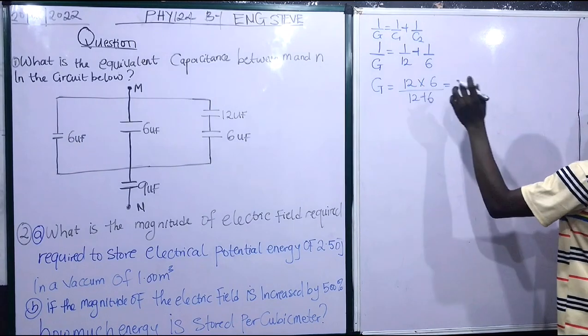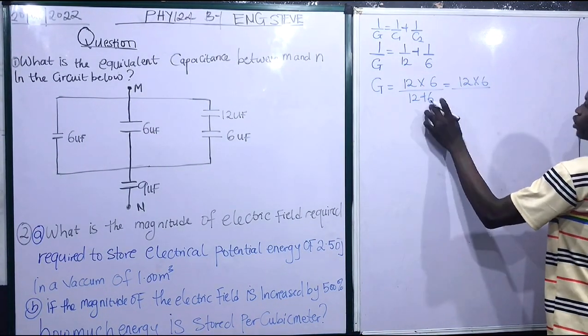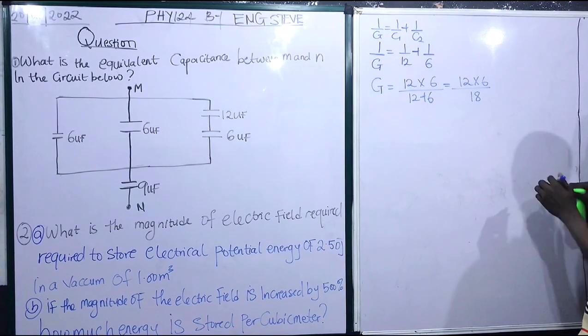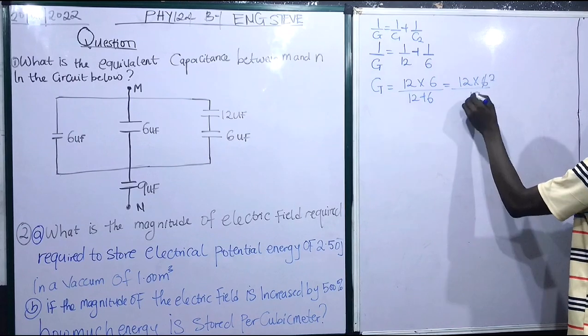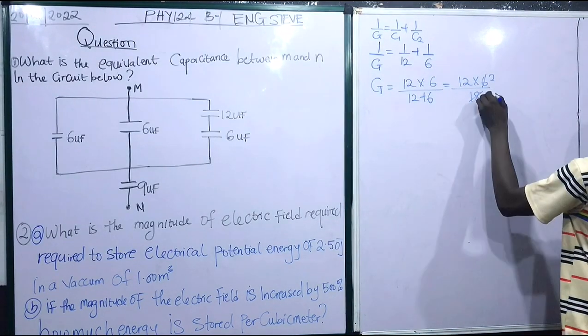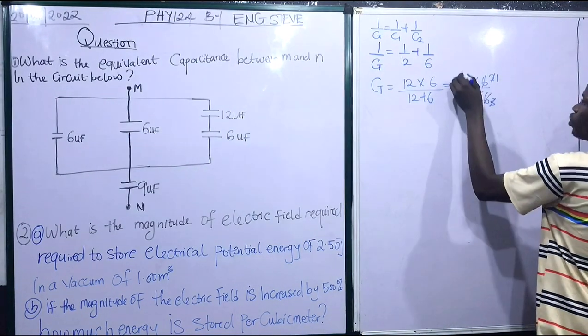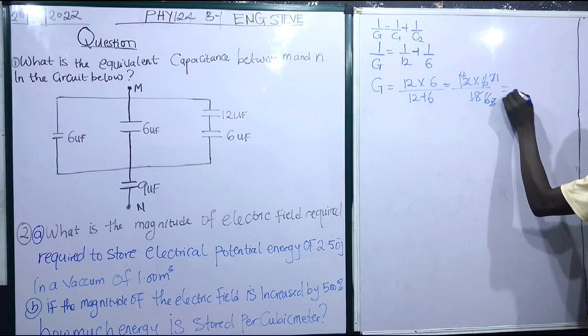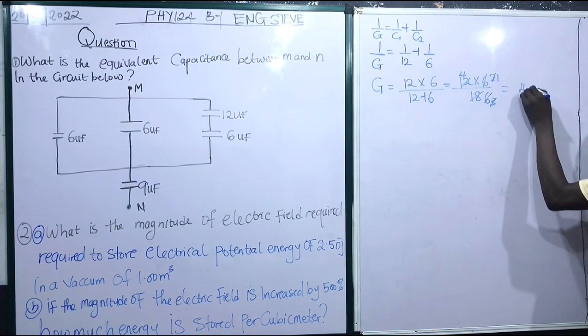So 12 times 6, which we don't know the value of yet, all over 12 plus 6, which gives us 18, which we are sure of. 3 can go here, 3 can go into this one too. 3 can go here, 6. 2 can go 1, 2 can go 3, and 3 can also go here, 4. So the effective capacitance at that point is 4 microfarad.